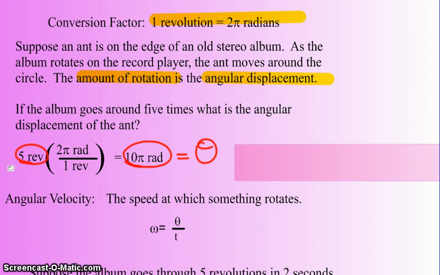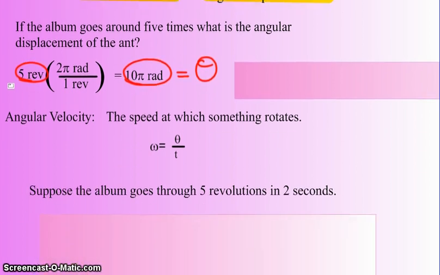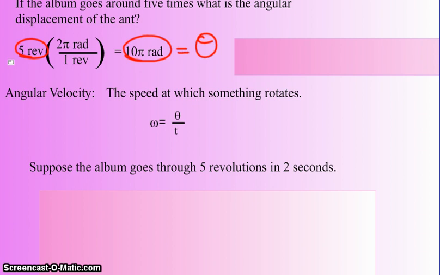Now when we're talking about angular velocity, we have a little difference. Angular displacement is how much it moves. Angular velocity is how fast it's moving. So it's the speed of rotation. The variable we use for angular velocity is called omega. This is another Greek letter. It's a lowercase, looks kind of like a W. And our formula is omega equals theta over t. Theta is our angular displacement, and t is time.